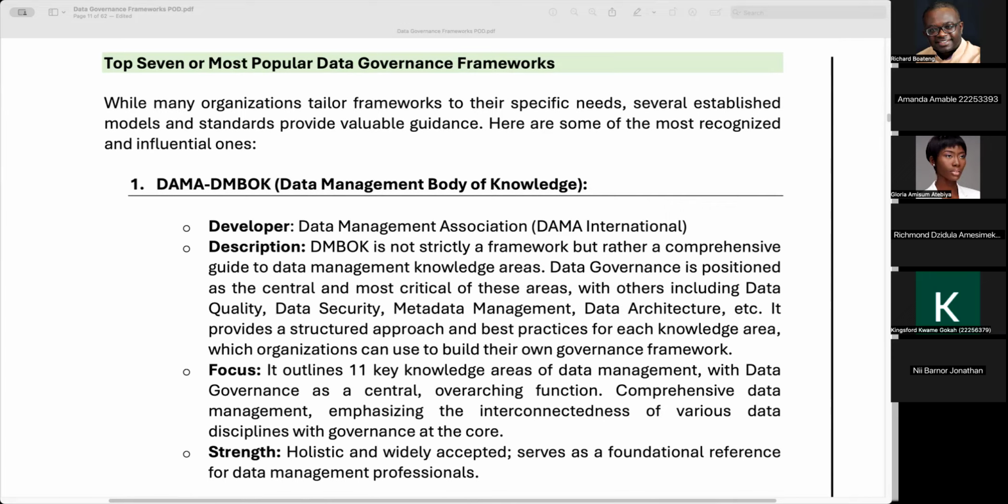Yeah, these frameworks represent different, sometimes overlapping, philosophies and focus areas within data governance and the broader field of data management. Understanding them gives you a good range of perspectives and tools to draw from.